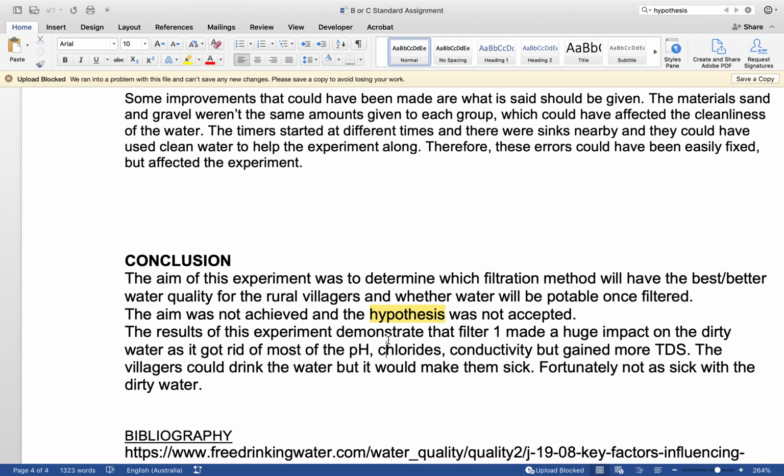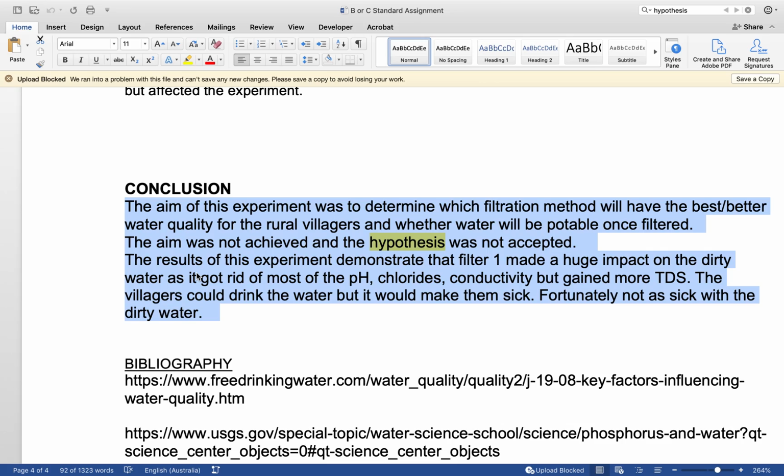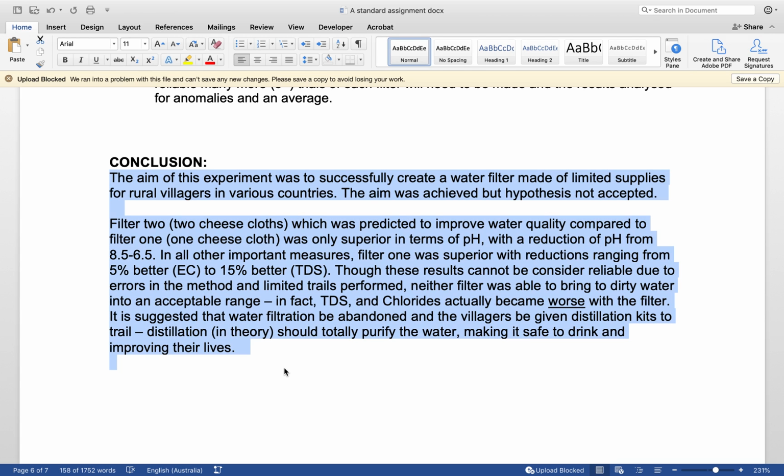Finally, the conclusion. Let's look at the B or C level student. Do you see any numbers here? No numbers. Let's look at the A level student. Let's have a read. This is a great conclusion. The aim of this experiment was to successfully create a water filter made of limited supplies for rural villages in various countries. The aim was achieved, but the hypothesis was not accepted. Filter 2 cheesecloths, which was predicted to improve water quality compared to filter 1 cheesecloth, was superior in terms of pH, with a reduction of pH from 8.5 to 6.5.